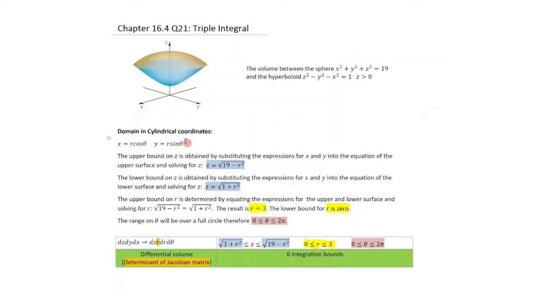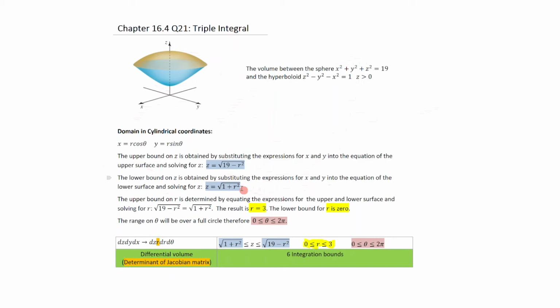All right, domain in cylindrical coordinates, that means we'll use the transformations x equals r cos theta, y equals r sine theta. The upper bound on z is obtained by substituting the expressions for x and y into the equation of the upper surface, which is this one here, and solving for z. And you end up with this answer. The lower bound on z is obtained by substituting the expressions for x and y, again these, into the equation of the lower surface, which is this one, and solving for z, in which case you end up with this answer.